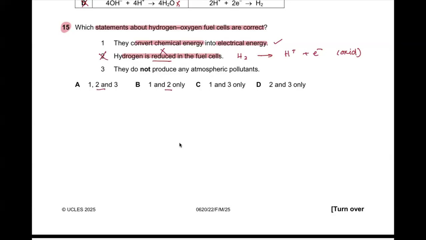Statement 2 is wrong, which means A goes wrong, B goes wrong, D goes wrong, right? So if these three are wrong, we are sure that we are left with only C. So 1 and 3 are correct. So from the exam point of view, you don't need to look at option 3. You have to save time. You mark C and go for the next question.